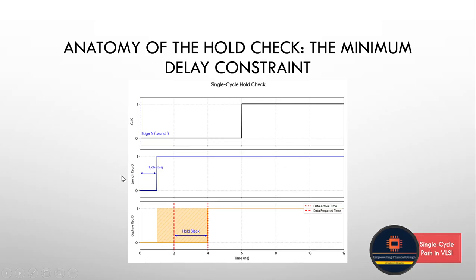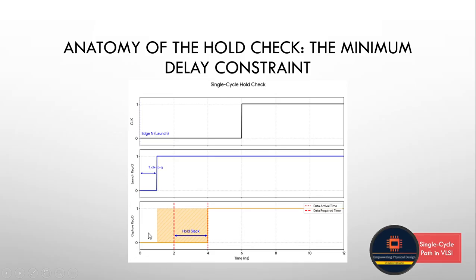Now look at this middle launch register queue. The data exits our first flip-flop after a short delay, marked by this small gap. This is marked by the clock to queue delay. This is where we calculate the clock to queue delay, as the data exits from the first flip-flop. And now look at this bottom register. This is the capture register.